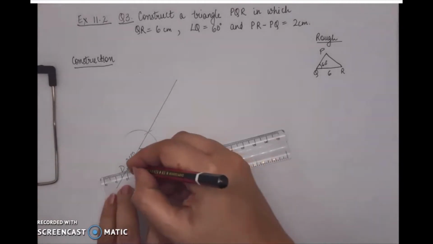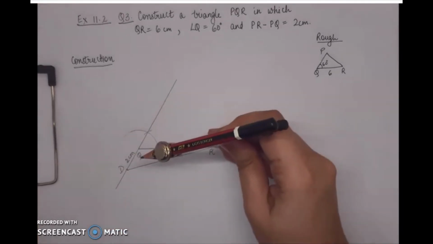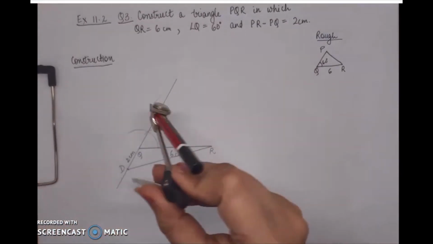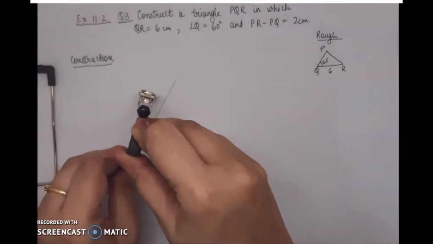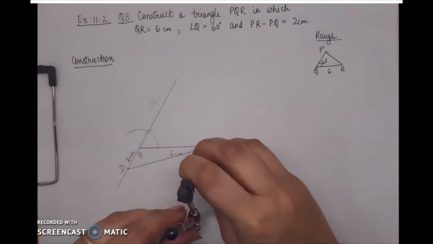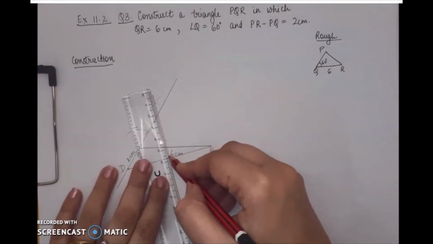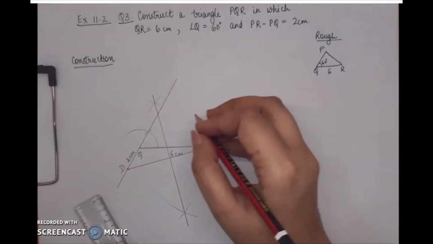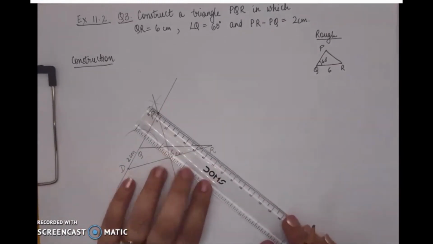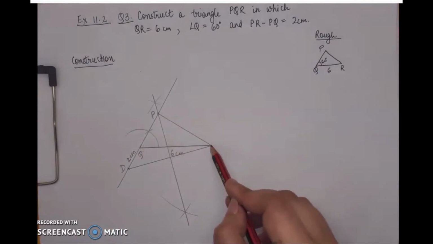Then I will join DR. And I will draw the perpendicular bisector of DR. So this is the perpendicular bisector of DR. Now this point where the perpendicular bisector meets this side, wherever they intersect, that point I have marked as P, and then I have joined PR. So PQR is the required triangle.